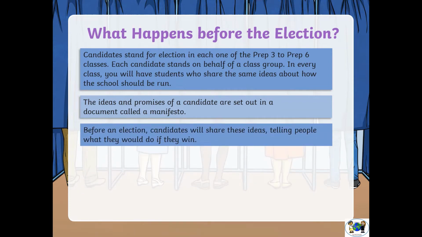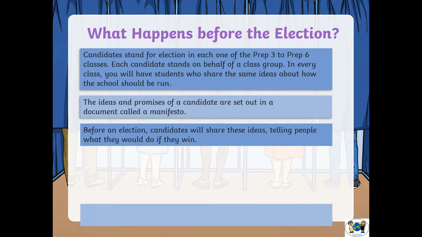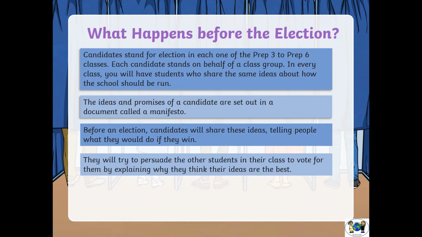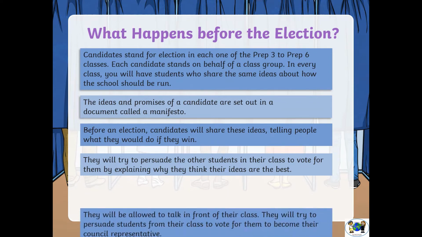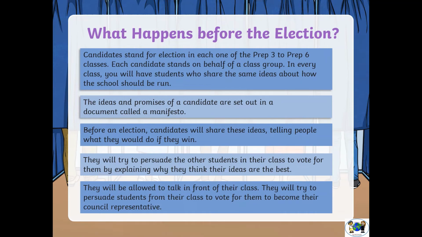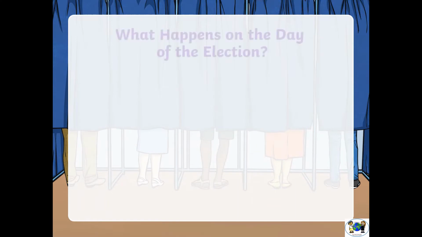Before an election, candidates will share these ideas, telling people what they would do if they win. They will try to persuade the other students in their class to vote for them by explaining why they think their ideas are the best. They will be allowed to talk in front of the class. They will try to persuade students from their class to vote for them to become their council representative.